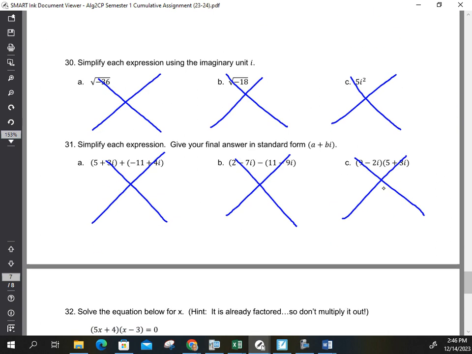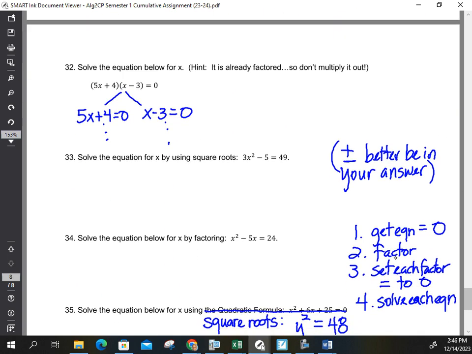30 and 31 you're not responsible for. 32 was sections 4.3 and 4.4. You had an IXL for that, and most of y'all got 100 on it. That means y'all better have shown your work for the 10 problems like you're supposed to. Well, that's 20 points I get to take off this homework grade.